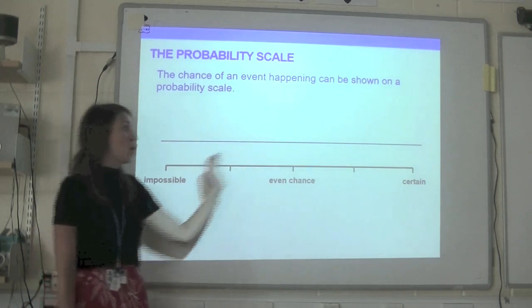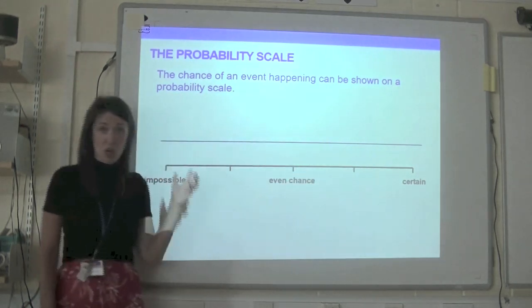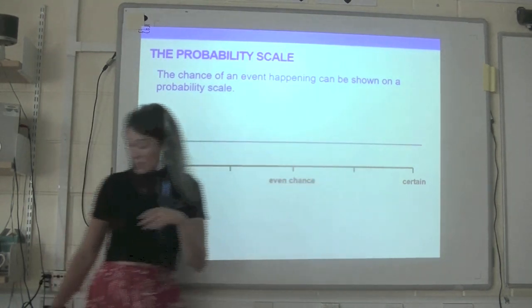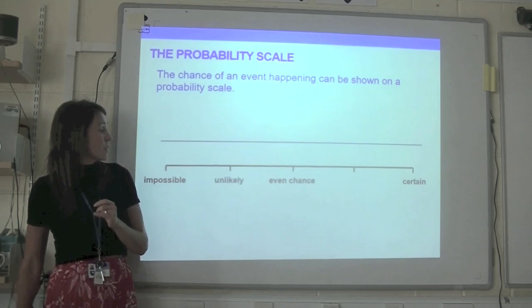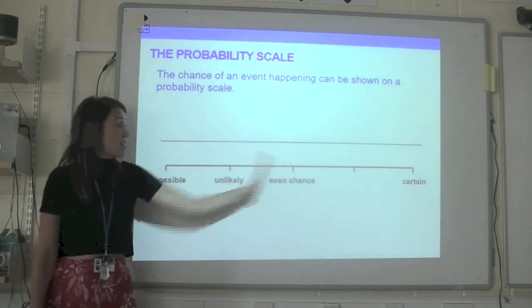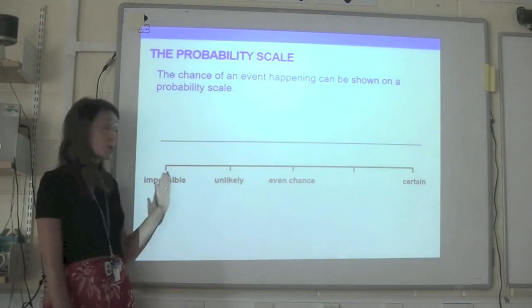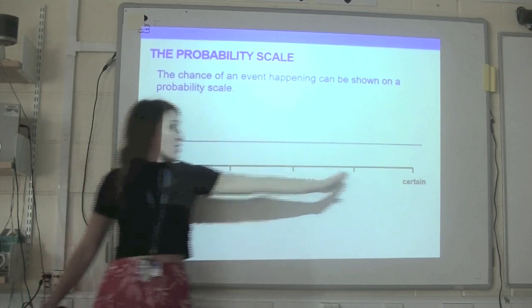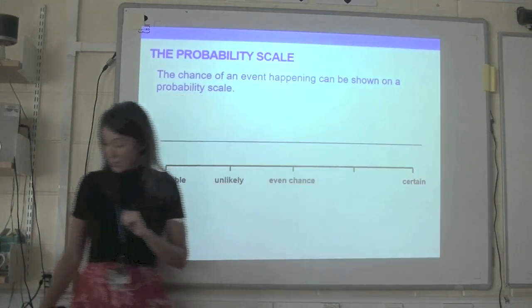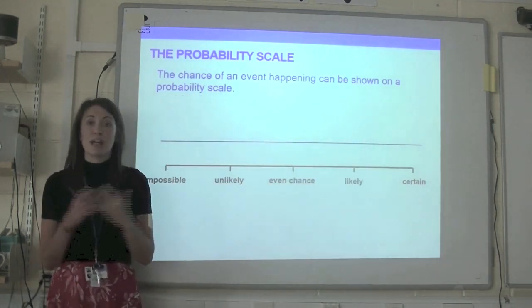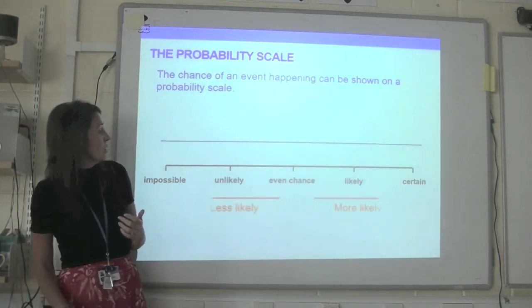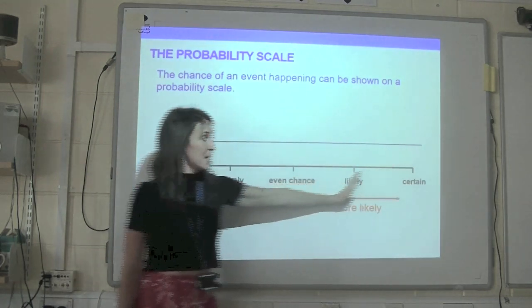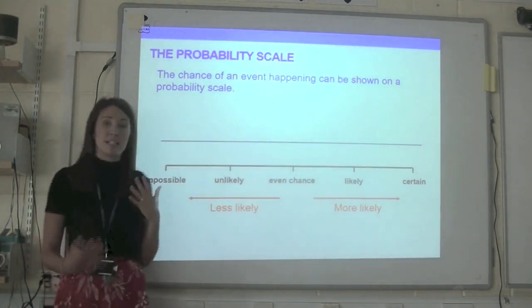So in between even and certain, and in between even and impossible, hoping that you can start to be thinking about what words we could put in here to describe events that are in between impossible and evens, and in between evens and certain. I would describe an event in this section as unlikely. It's not impossible, it could happen, but it's less than an evens chance, so it's unlikely. And this side then, if it's more than an evens chance but less than certain, would describe that as likely. So the more you go this way along the scale, the more likely an event is. The more you come this way along the scale, the less likely the event is.